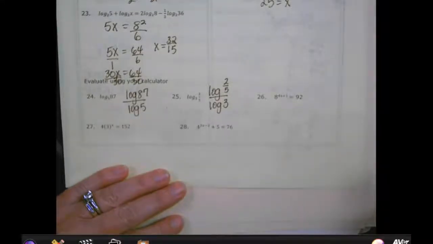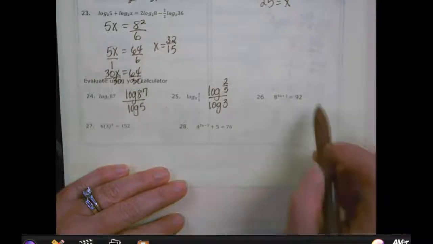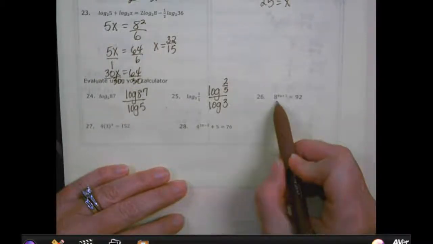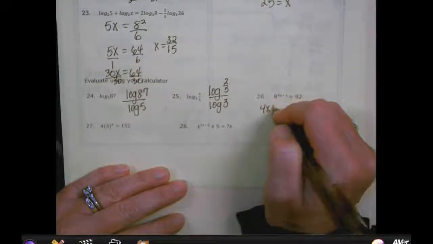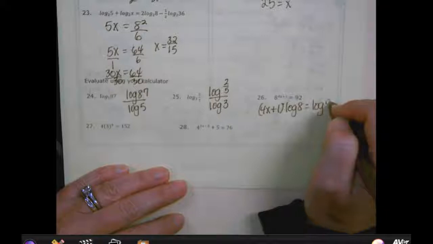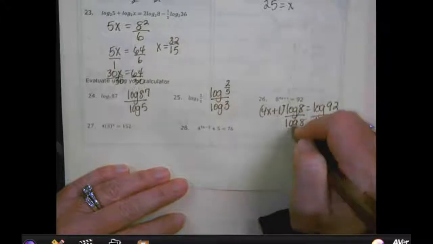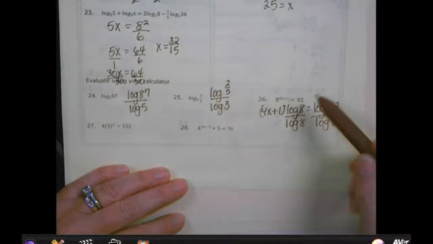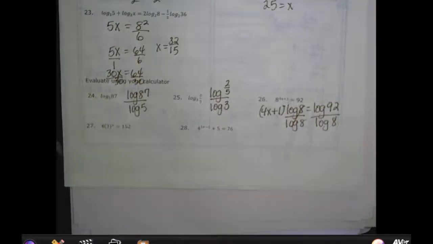What do I have to do for 26? But look, there's nothing to distribute. So that's what I would do. 8 and 92, there isn't a common base. So I'm going to take the log on both sides. So I get the answer, and then I subtract 1 and divide by 4, right? Let me get answers so you can.